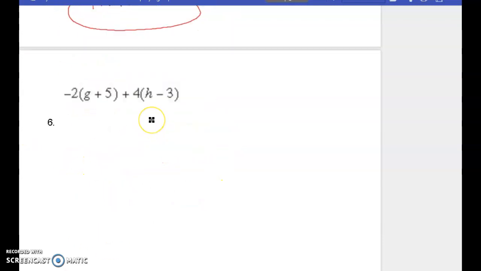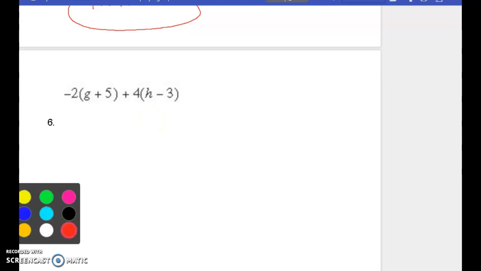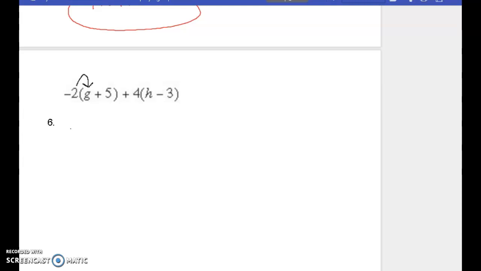Next up, number 6, probably the hardest one. You got 2 distributive properties going on, and that's okay. So let's start with the one on the left, and we'll do the one on the right. So negative 2 times g, negative 2g. Negative 2 times a positive 5. Remember, negative times positive is negative. And 2 times 5 is 10.